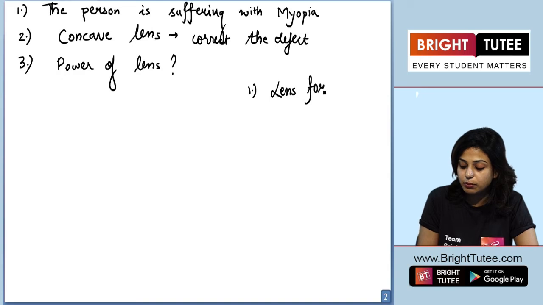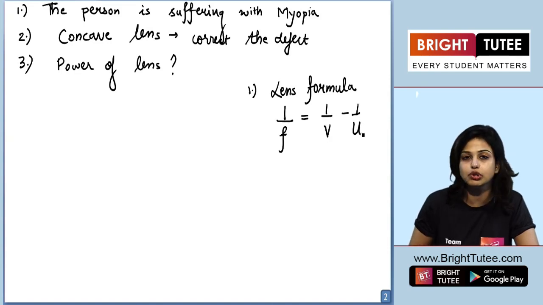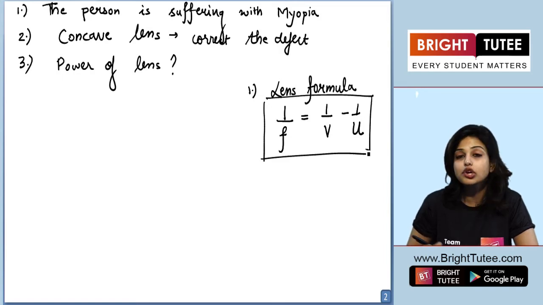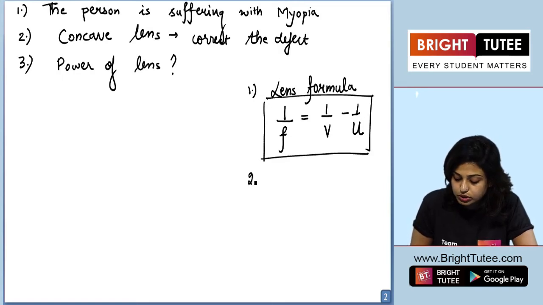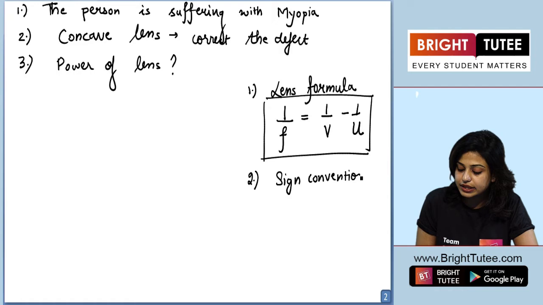What is the lens formula students? The lens formula is given by 1 upon f is equal to 1 upon v minus 1 upon u. Right? So keep this in mind. This is the formula we are going to use. Number 2 students is the sign convention. We know that for a concave lens, the v as well as u are taken to be negative.